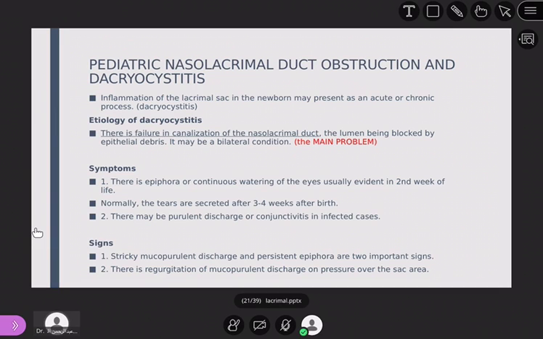Pediatric nasolacrimal duct obstruction and dacryocystitis. Inflammation of the lacrimal sac in the newborn may present as an acute or chronic process, which is dacryocystitis. The etiology is the failure of canalization of the nasolacrimal duct, the lumen being blocked by epithelial debris. It may be a bilateral condition.